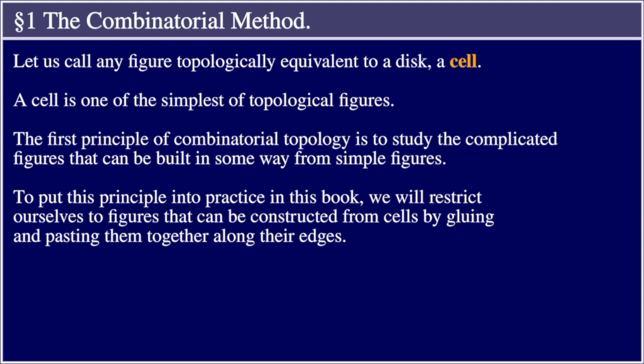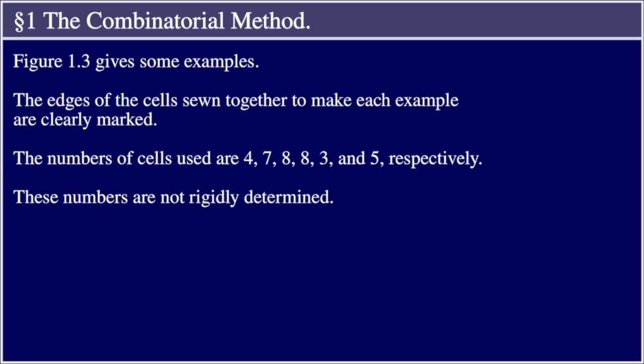Let us call any figure topologically equivalent to a disk a cell. A cell is one of the simplest topological figures. The first principle of combinatorial topology is to study the complicated figures that can be built in some way from simple figures. To put this principle into practice in this book, we will restrict ourselves to figures that can be constructed from cells by gluing and pasting them together along their edges. Figure 1.3 gives some examples. The edges of the cells sewn together to make each example are clearly marked. The numbers of cells used are 4, 7, 8, 8, 3, and 5, respectively.